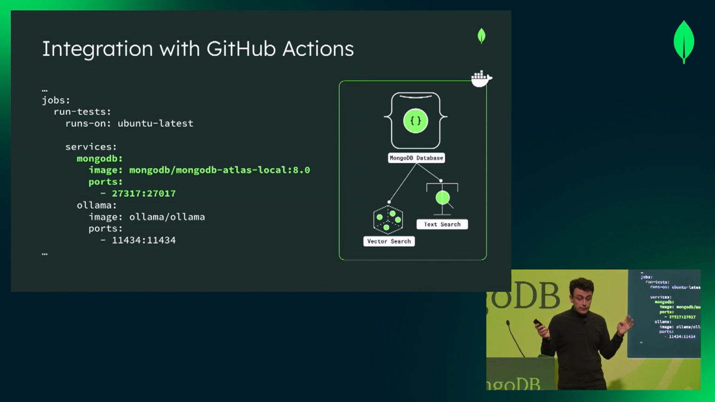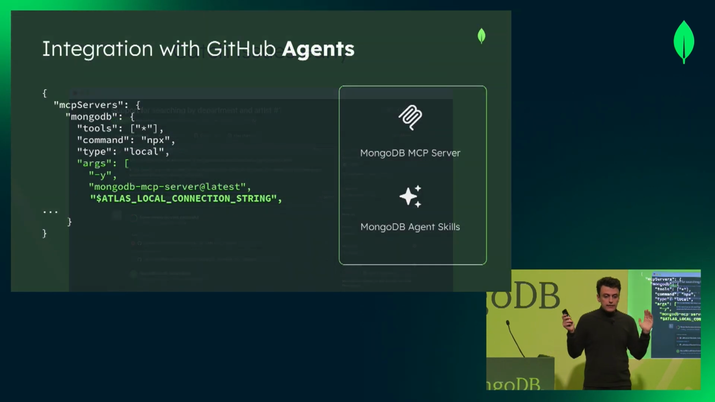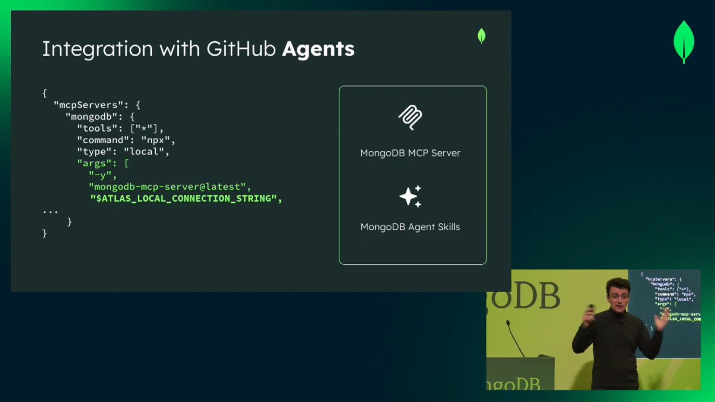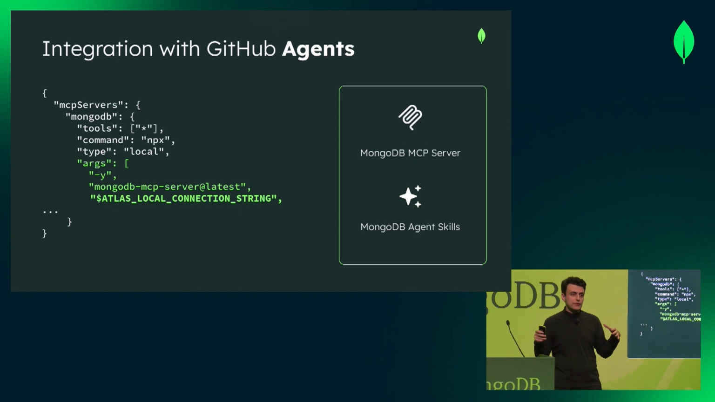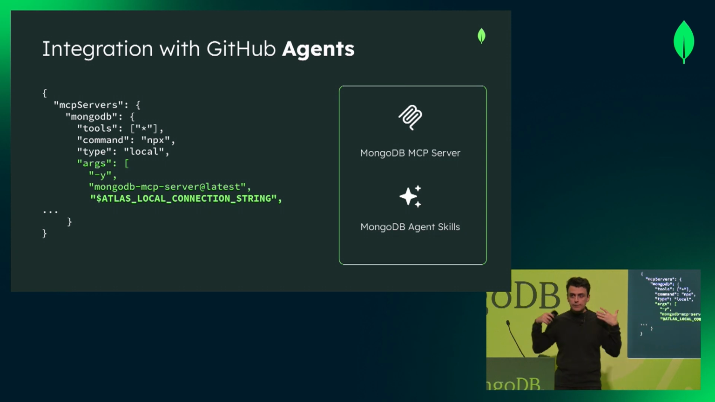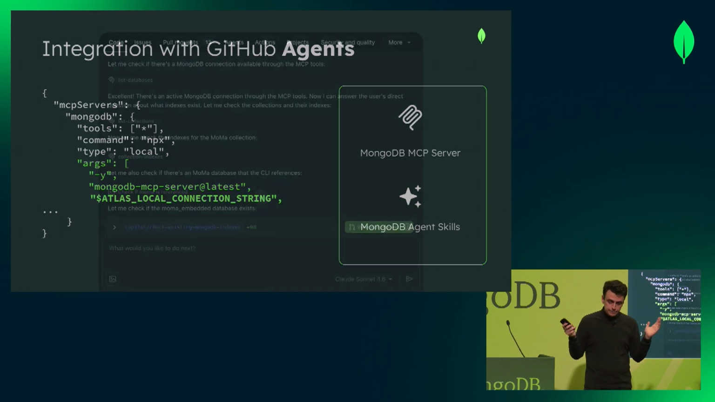And with that, you can similarly first catch issues early, and then also integrate the MongoDB MCP server to your GitHub Cloud Agents and other cloud agents, which also lets you make sure, even outside your local laptop, you can use these tools and give better context for your agents and other agentic workflows that you might be developing externally or internally.